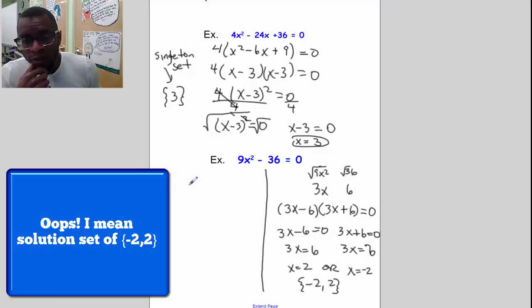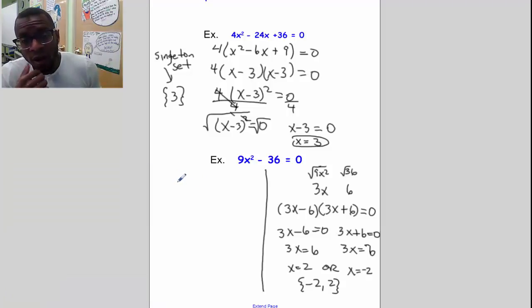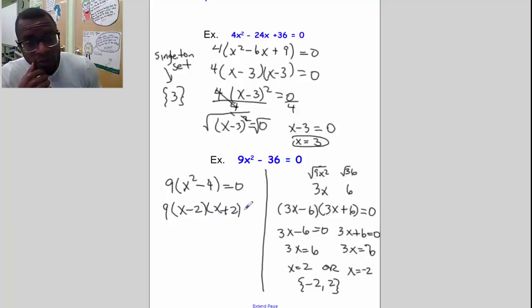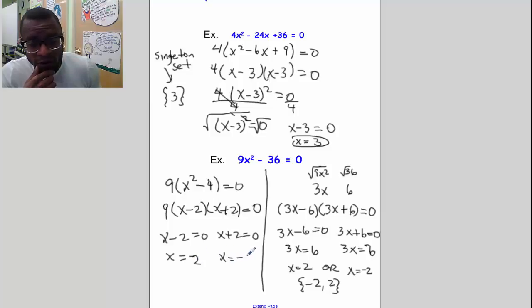An alternate way that I could have solved it is that 9 and 36 share a common factor of 9. So I could have pulled out a 9, and I would have had x squared minus 4 equal to 0. Then factoring here, I get x minus 2 times x plus 2. And 9 can never be equal to 0, so we disregard that factor. And so we get x minus 2 equal to 0 and x plus 2 equal to 0, so x equals 2 and x equals negative 2, and we get the same solution set. Okay, and that is the end of today's lesson.